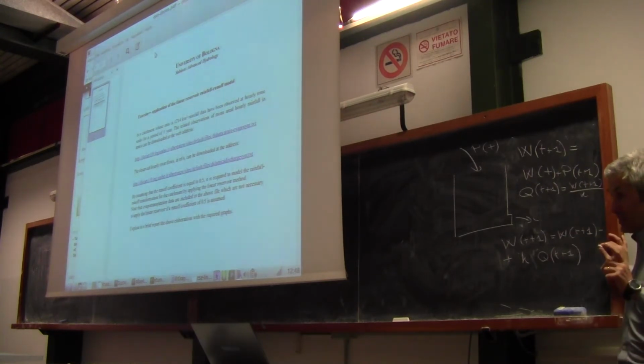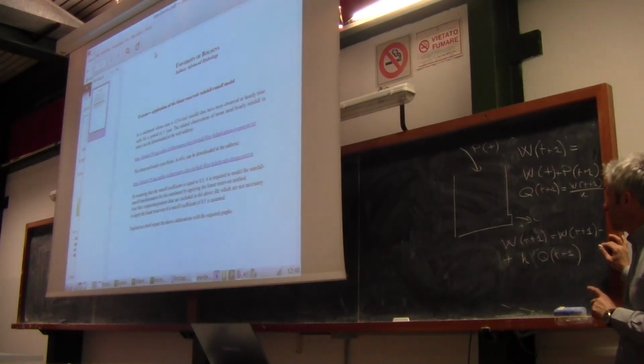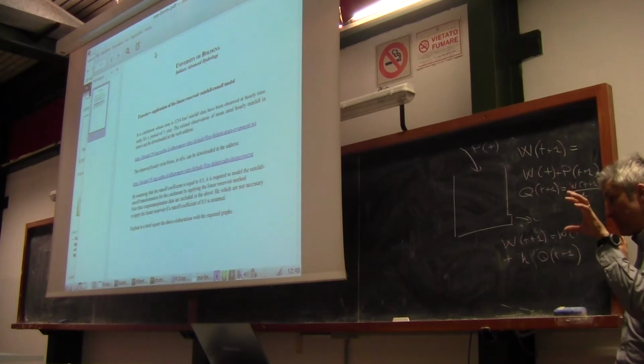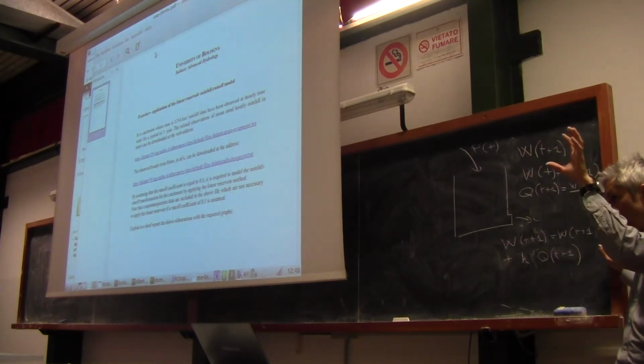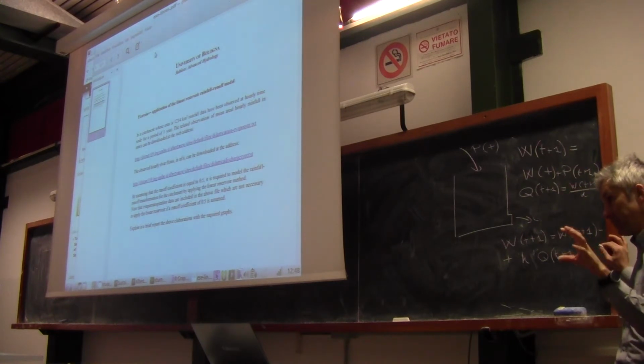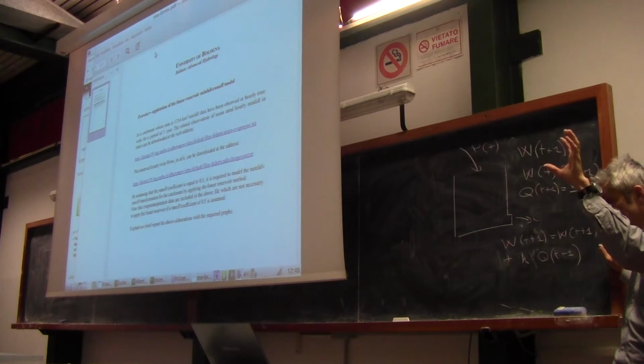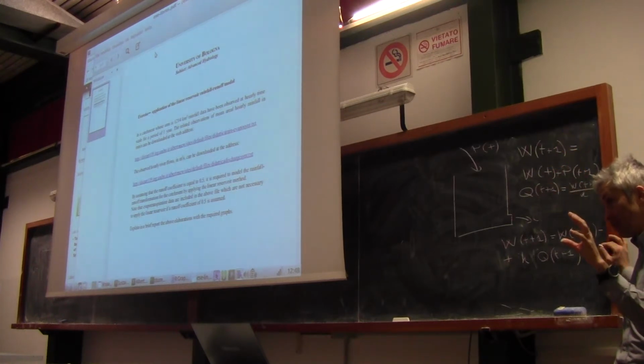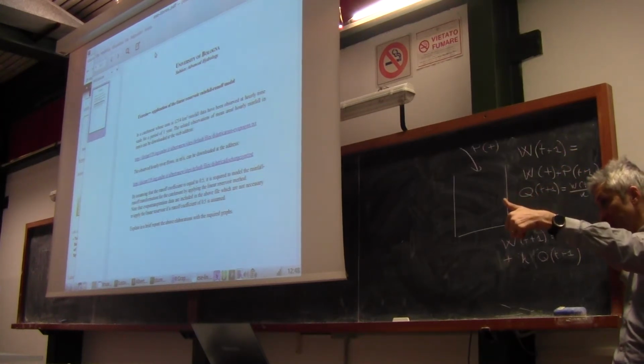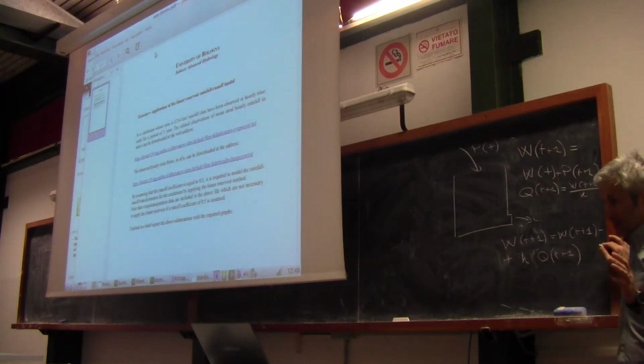Be careful that there is an approximation here, because you may ask me, why do you first add rainfall and subtract the river flow? Why don't you do the opposite? I could first subtract the river flow and then add rainfall, I would obtain a different result.